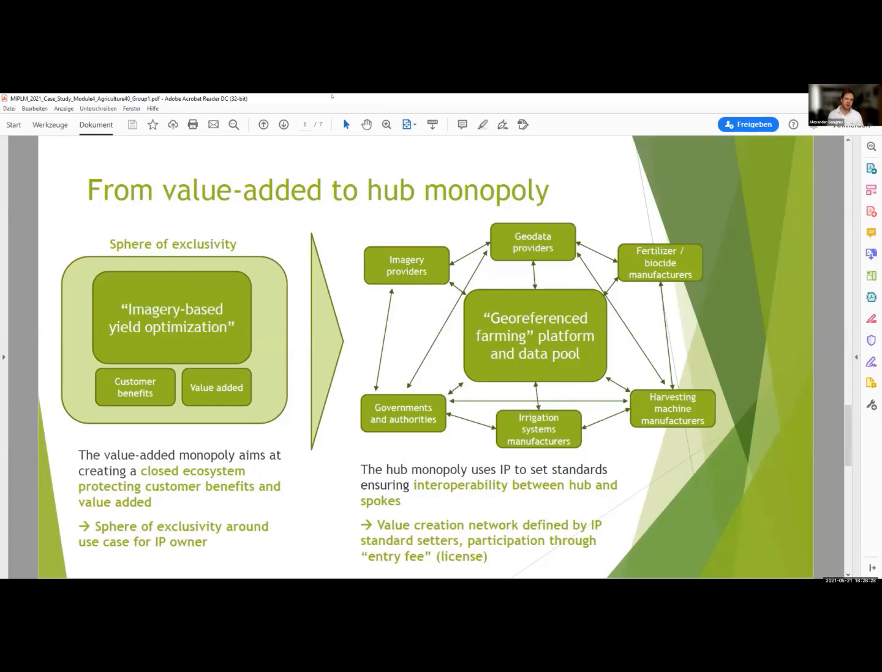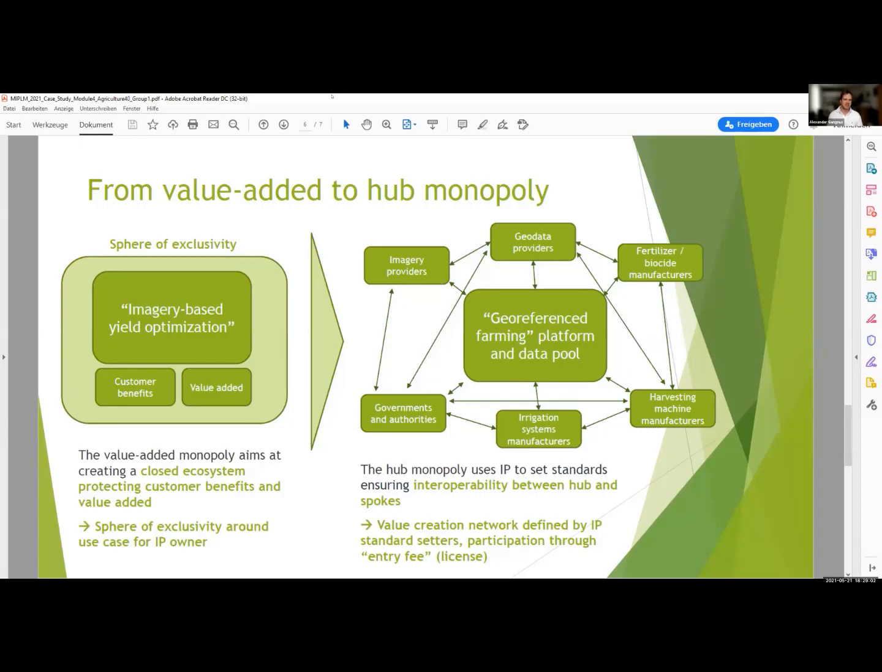Well, as we don't know exactly what the product underlying our use case or our patent on imagery-based yield optimization is, we can, for example, assume it's some kind of software, a farm management system software. And our patent here enables this software. It adds a user benefit, it adds value by adding imagery-based or image data to this farm management system to optimize the yield. So this can be seen as a typical value-added monopoly.